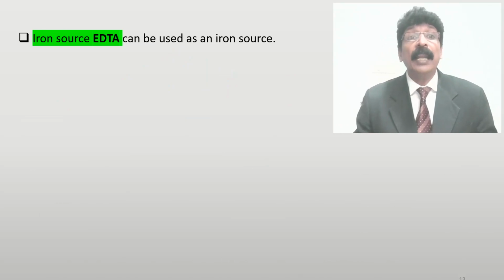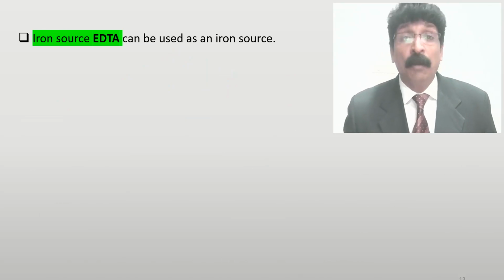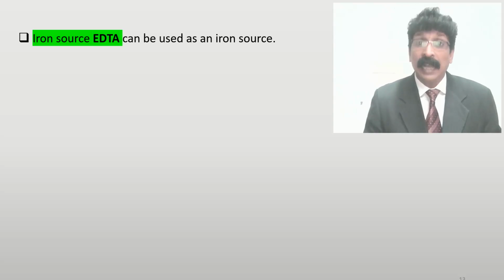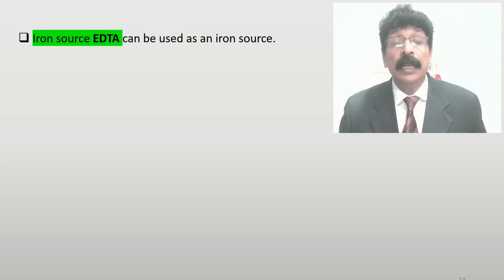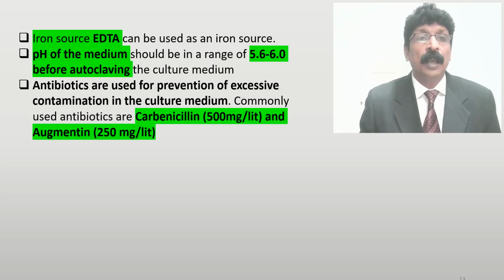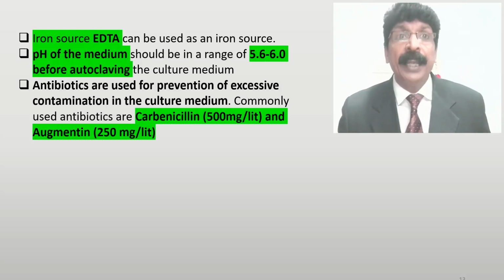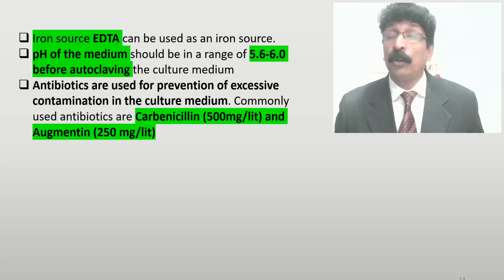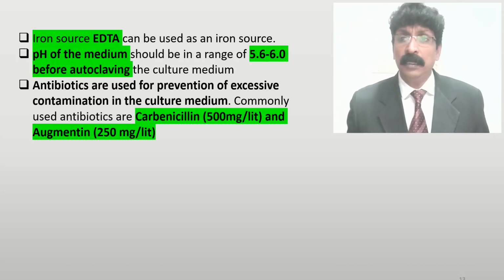An iron source is needed in the form of EDTA. Ethylene diamine tetraacetate can form a valuable chelate with metal ions. So EDTA with iron can be used as an iron source. The pH of the medium should be maintained in the range of 5.6 to 6 before autoclaving the culture medium.